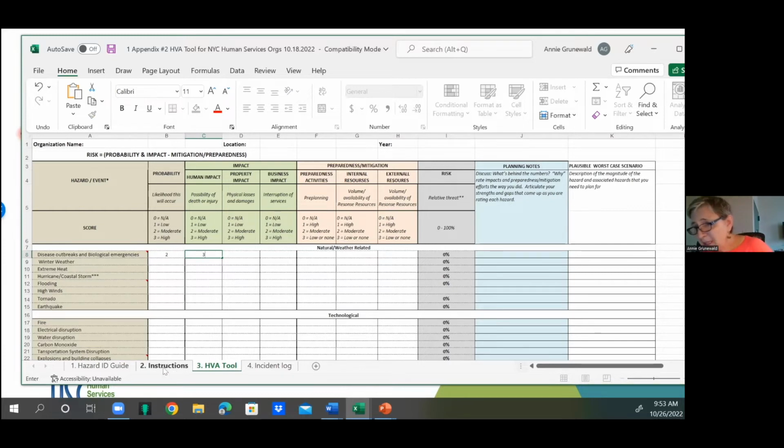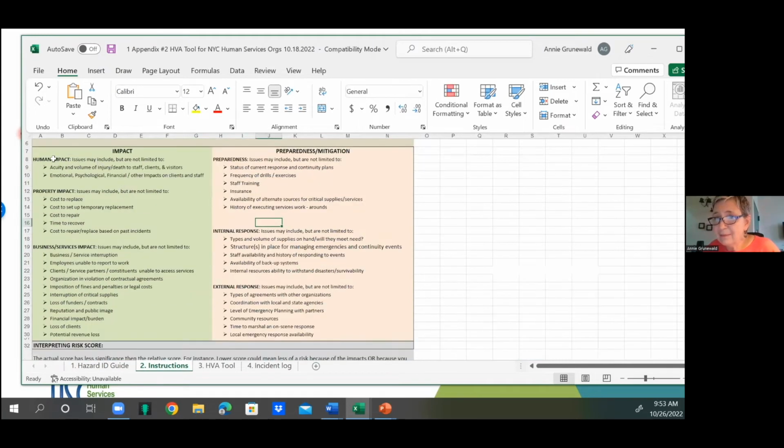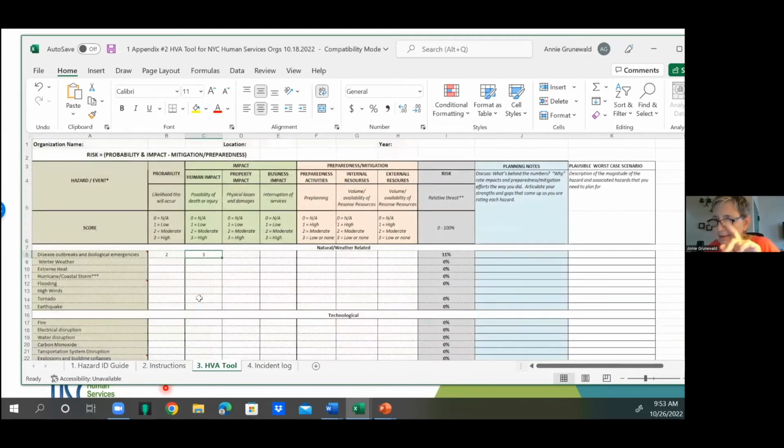And when we're looking at the human impact, we're not just looking at the physical injury, but emotional, psychological, financial impacts of that. So we are assigning numbers to the impacts on our people, impacts on our property, and impacts on our ability to keep our services going.